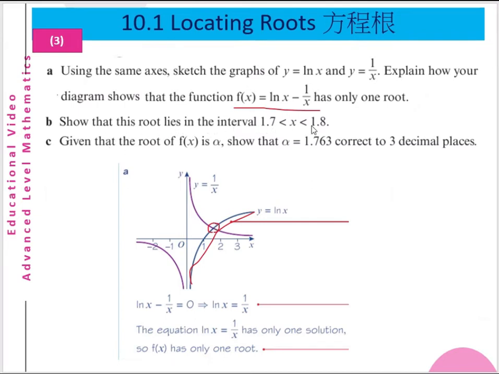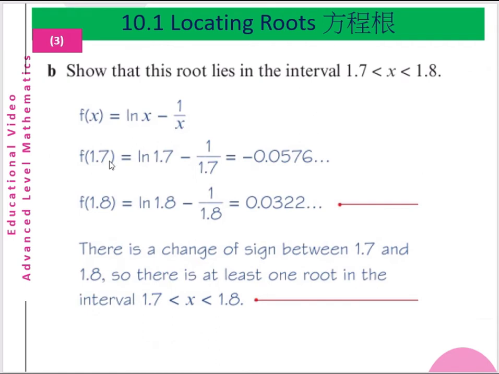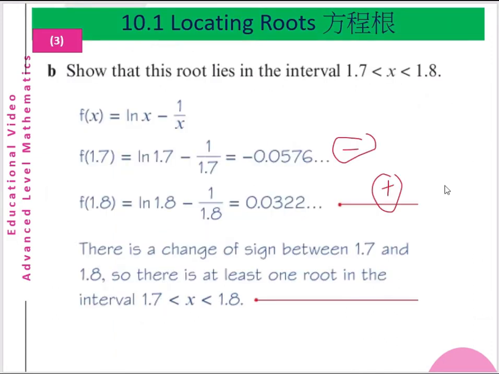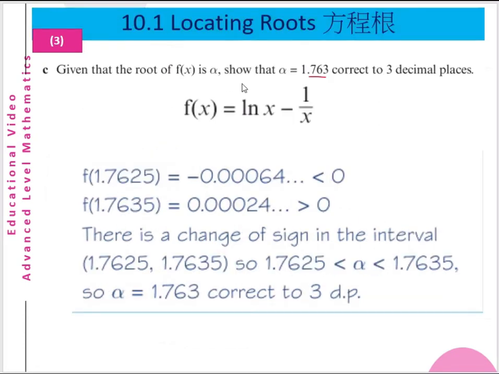So that this root lies in the interval 1.7 and 1.8. 呢個 b part 就好簡單，你照代入去，f(1.7) 計到係一個負數，f(1.8) 計到一個正數，所以我哋憑呢個 graph 睇到，f(1.7) 同 f(1.8) 應該就喺呢度。所以中間會有一個 root，因為一個正一個負。So there is a change of sign between 1.7 and 1.8. So there is at least one root in the interval 1.7 to 1.8. Given that the root of f(x) is alpha, show that alpha is 1.763, correct to 3 decimal places.